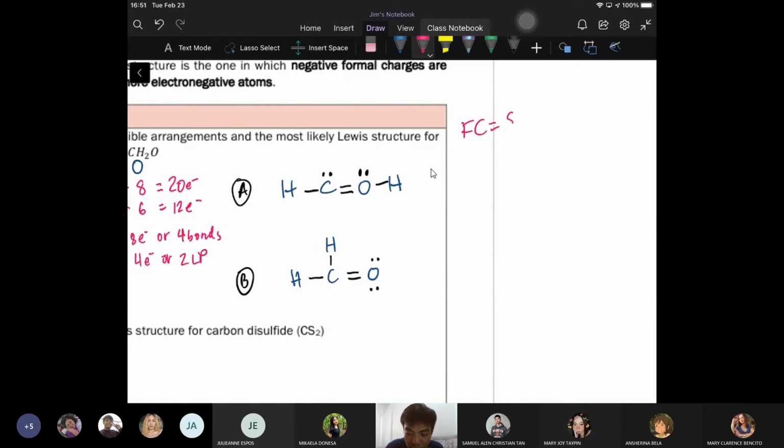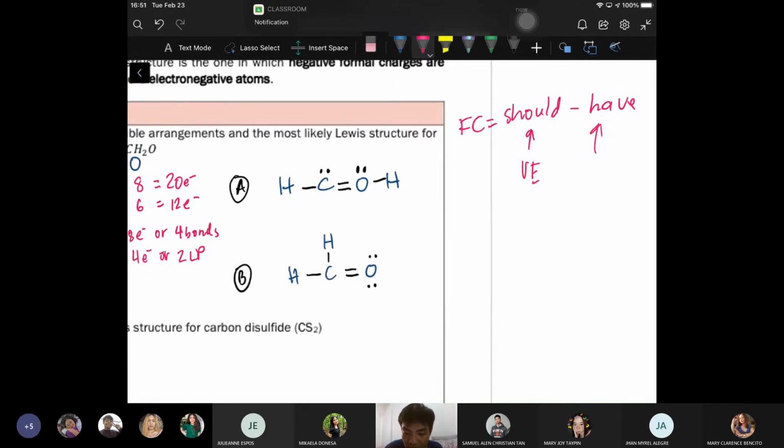Okay? So, the equation for formal charge is should minus have. Okay, so when we say should, this pertains to the valence electrons. When we say have, that pertains to the number of electrons around the atom. Okay, so before we determine yung formal charge, ano ginagawa natin? We draw imaginary boxes so that we can isolate the atom from the rest of the molecule. Okay, so the purpose of drawing imaginary boxes is to divide the electrons sa bonds, no? So para mahati yung electrons sa isang chemical bond.